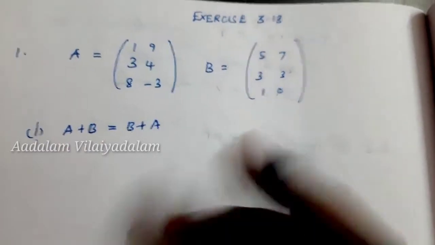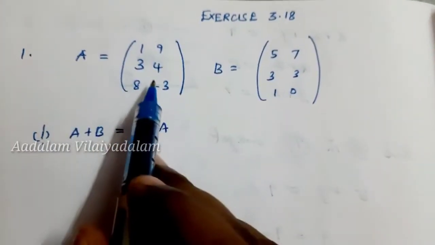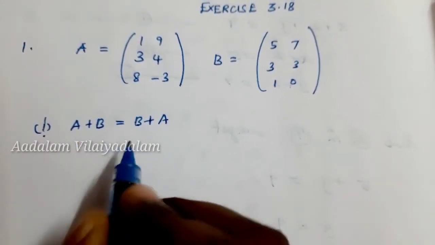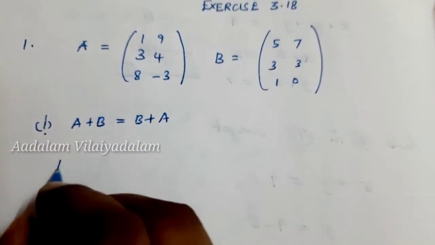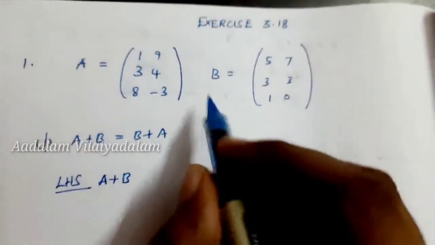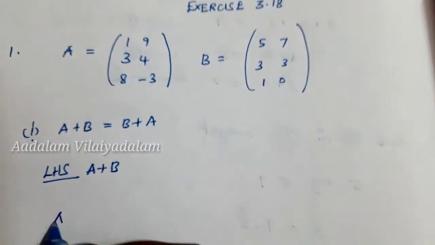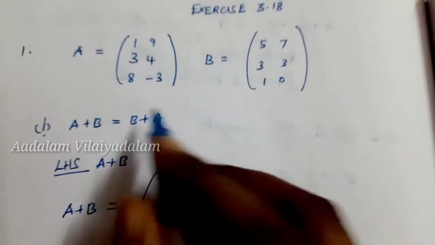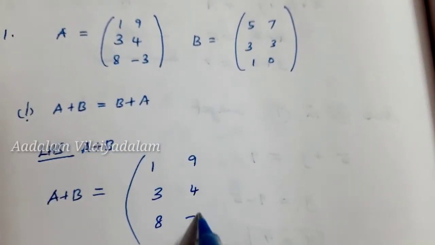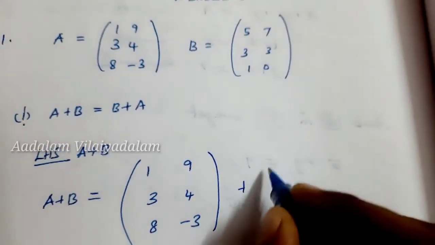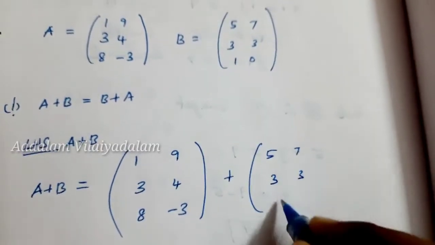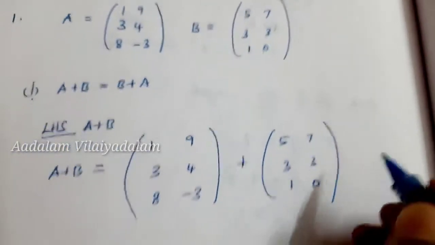Here we are given A as one matrix and B as the other matrix. Now to prove A plus B equals B plus A, let us choose the LHS, that is A plus B. Simply we can add these values. The A matrix is 1, 9, 3, 4, 8, minus 3, and the B matrix is 5, 7, 3, 3, 1, 0.